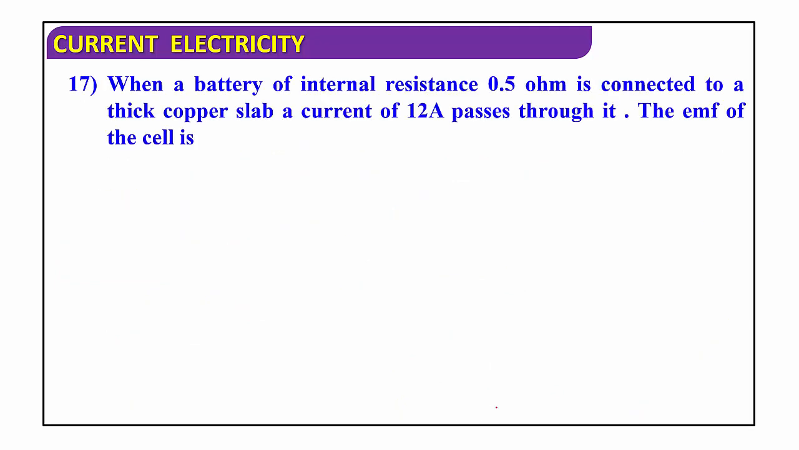Come to the 17th question. When a battery of internal resistance 0.5 ohm is connected to a thick copper slab, a current of 12 ampere passes through it. The EMF of the cell is? If you want, you can go through the proper givens here. Then it is easy to solve the question. Internal resistance is given and current is given, so we have to find the EMF. These are the given options.